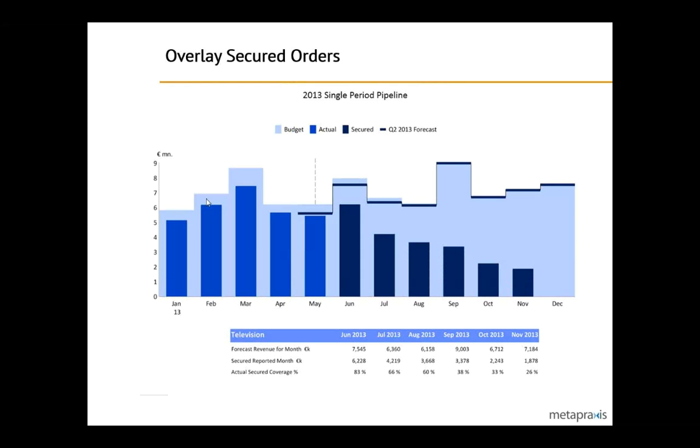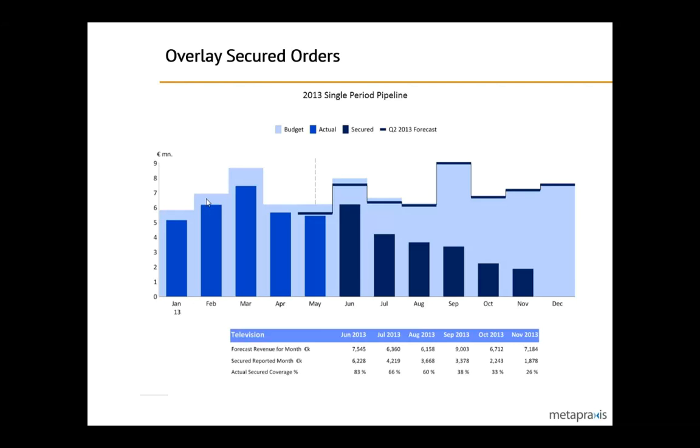So let's now overlay the secured work in our pipeline. So this is work that has been signed off by clients. We've got contracts in place. We know we're going to deliver it, and we've phased that delivery over the next 6 months. So that gives us a base for that forecast of secured work.